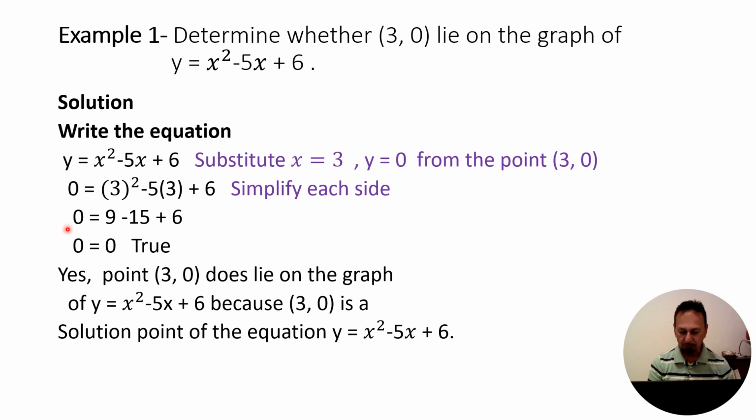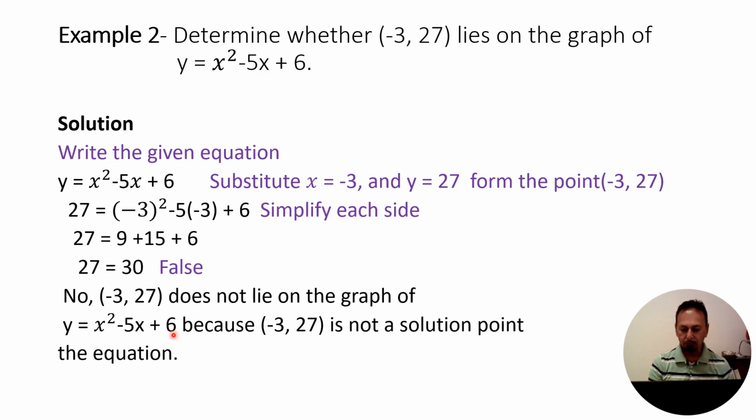The left side is 0. 3 squared is 9, 5 times 3 is 15, plus 6. So 9 minus 15 is minus 6, plus 6 is 0. So it looks like we have 0 equal to 0. This is true. So we can say the point (3, 0) does lie on the graph of y equals x squared minus 5x plus 6, because (3, 0) is a solution point of the equation y equals x squared minus 5x plus 6.